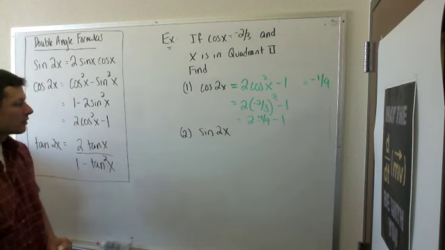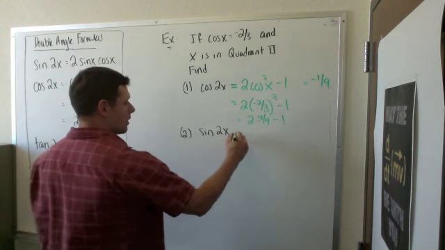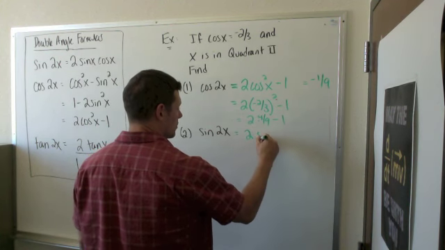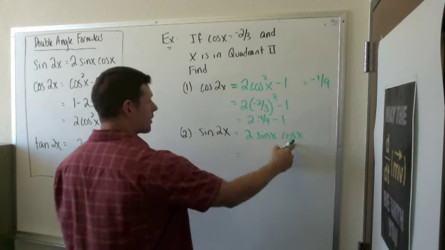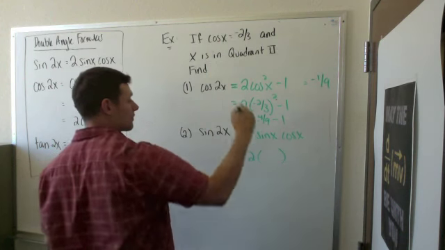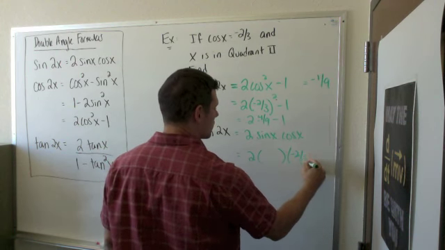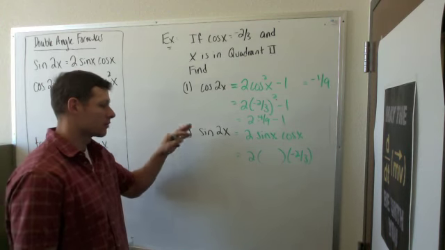What about sine 2x? Well, we know sine 2x is 2 sine x cosine x. So this will equal 2 sine x cosine x. But we already know what cosine x is, right? We know that cosine x, according to this, is negative 2/3. We know that we're in quadrant 2, so that means that the sine value is positive.